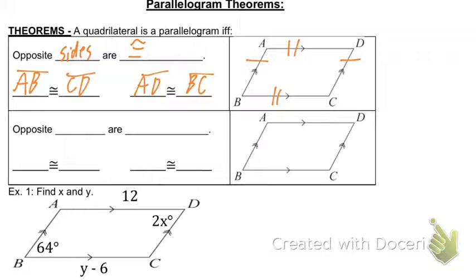All right. We also know that opposite angles are going to be congruent as well. So angles that are opposite from each other. Who can give me a pair of opposite angles that would be congruent? Kaya. Okay, angle A and angle C would be congruent to each other.